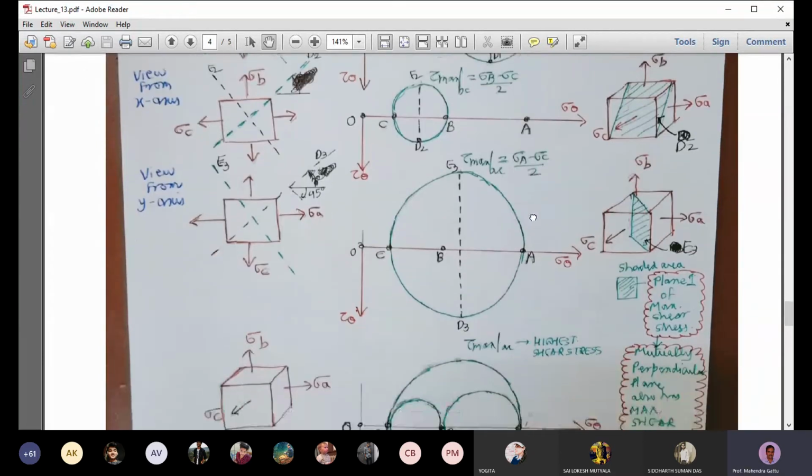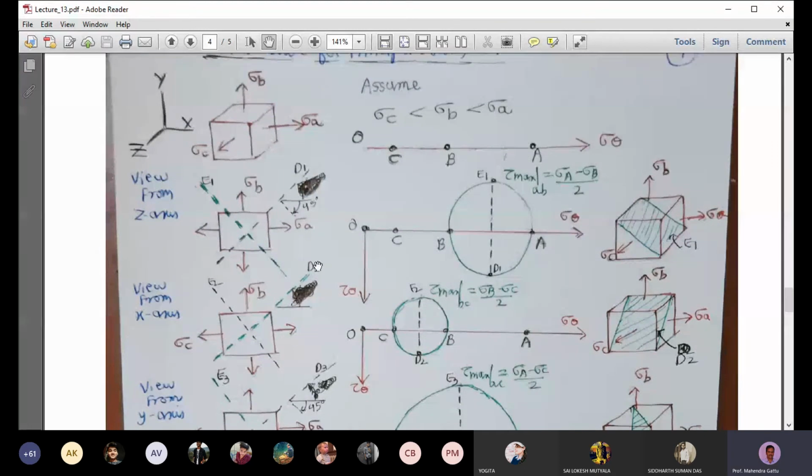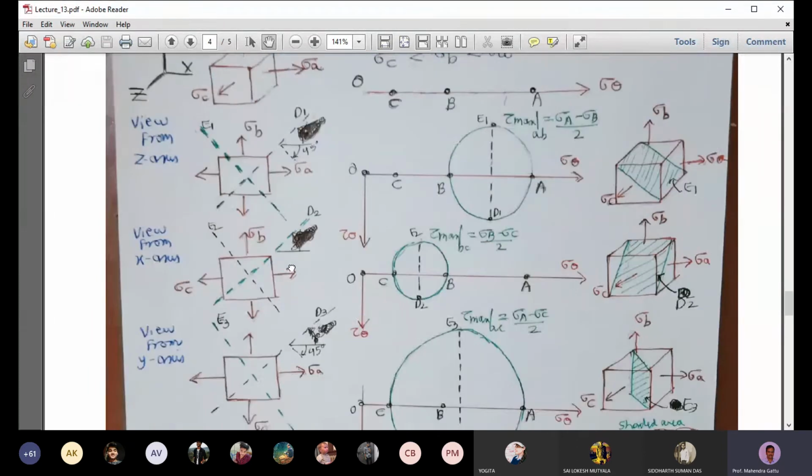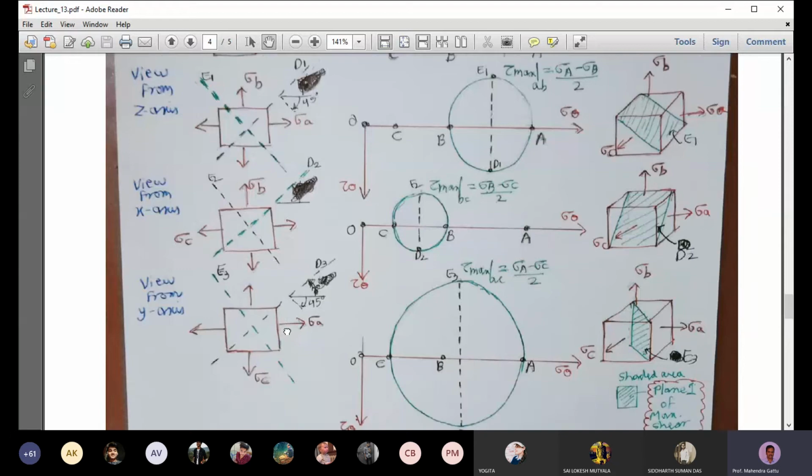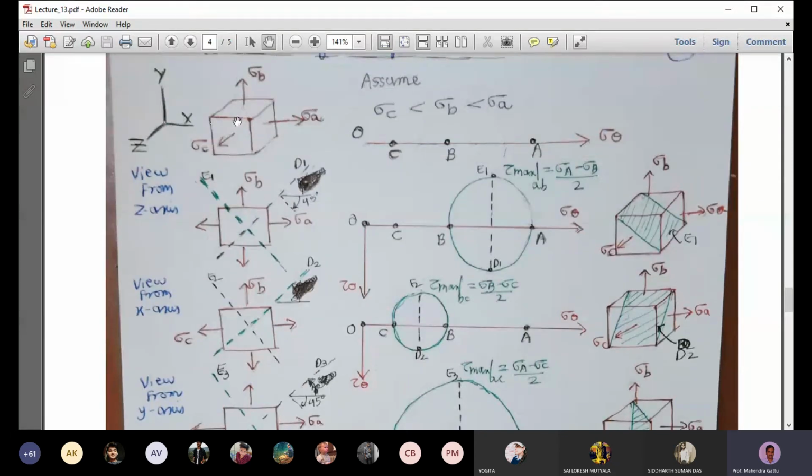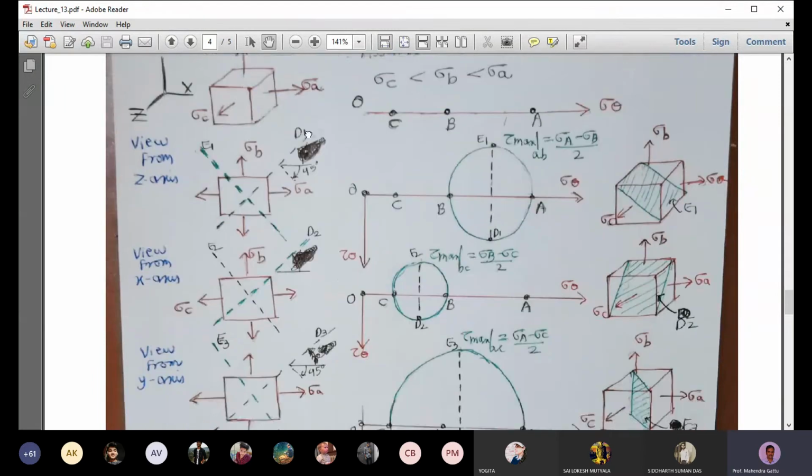Then what we'll do is, we have done two things. We have looked at this problem from the z-axis and from the x-axis. Now we look from the top. From the top view, that is from the y-axis, we will look down. So we have sigma A acting upward and sigma C downward. So I think I had done it in a different way here. Yeah, we are looking from the top. Yeah, so that's okay.